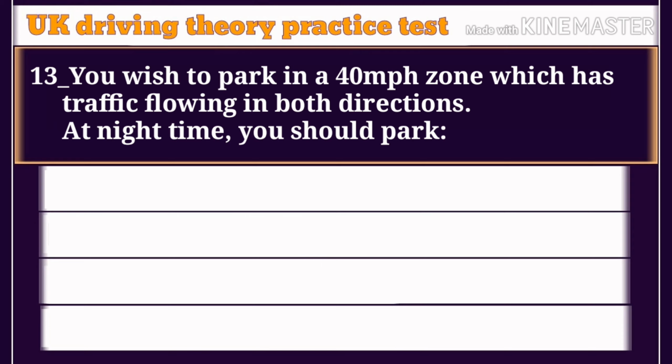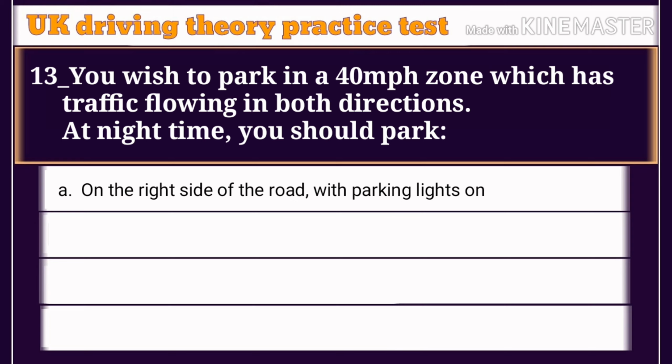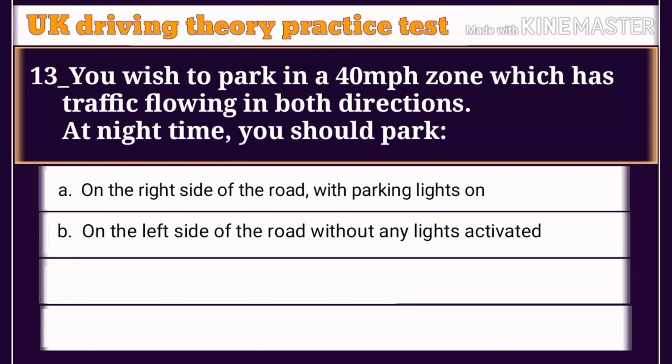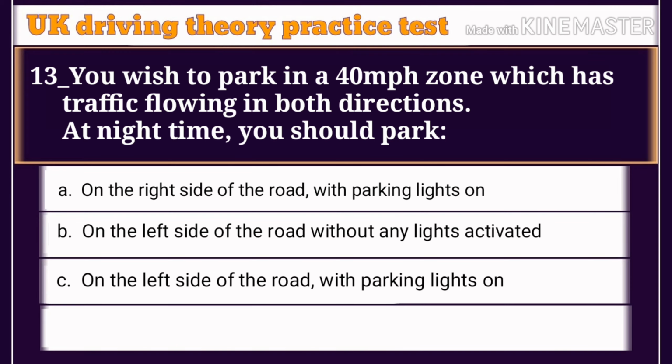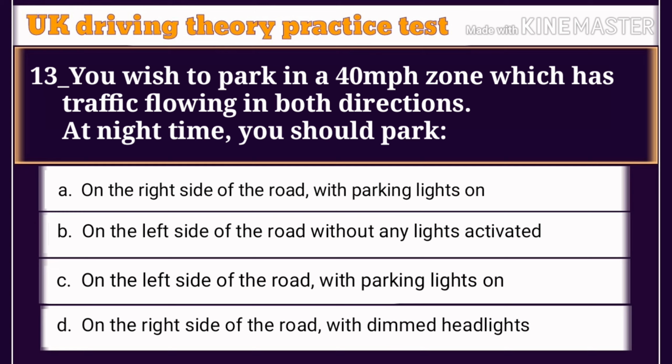Question 13. You wish to park in a 40 miles per hour zone which has traffic flowing in both directions. At night time, you should park A. on the right side of the road, with parking lights on. B. on the left side of the road without any lights activated. C. on the left side of the road, with parking lights on. D. on the right side of the road, with dimmed headlights. The correct answer is C.